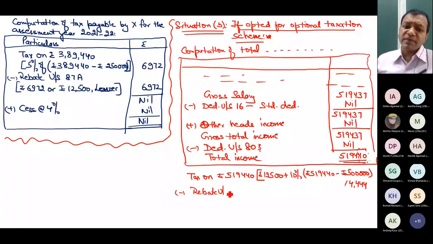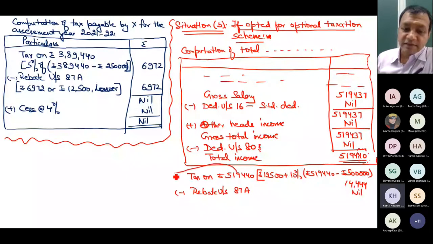Can you tell me why my rebate is nil? Why rebate is nil? Yes, because income exceeds 5 lakh. That is why my rebate is nil. Then what is left? Nothing.